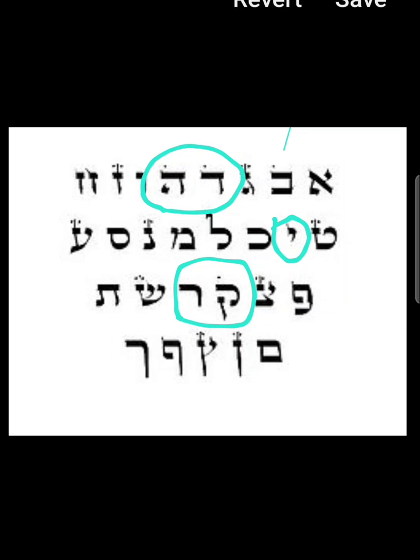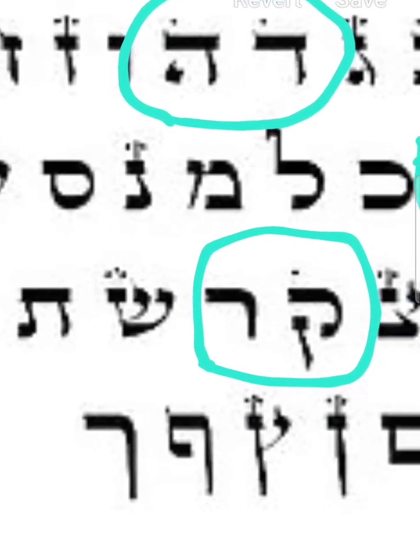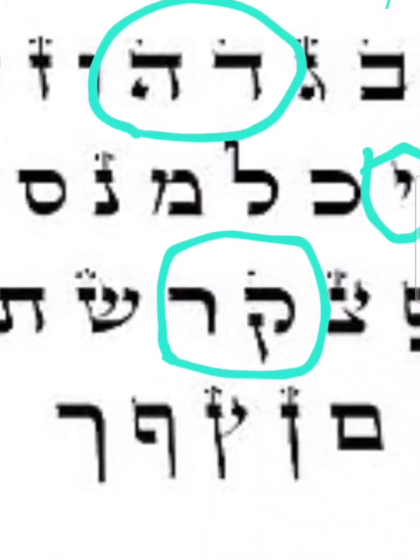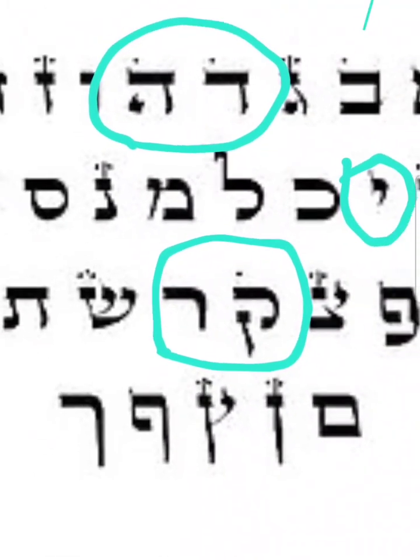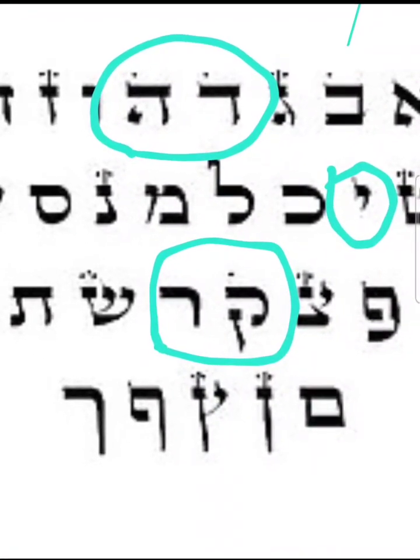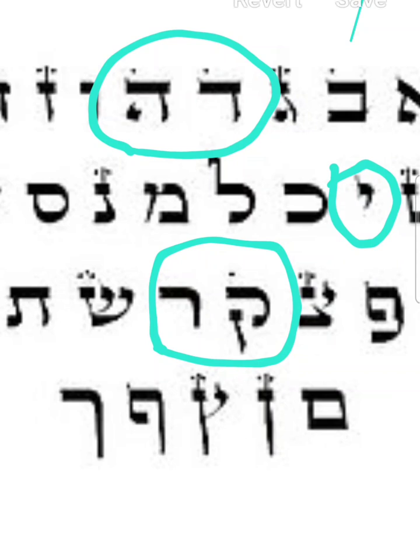So let's look at the top line for a minute. I circled the fourth letter and the fifth letter, the Dalet and the Hey, right? We read from right to left in Hebrew. So the Dalet and the Hey, what's the difference? It's one difference. What is it? The Dalet and the Hey have between them a Yud.